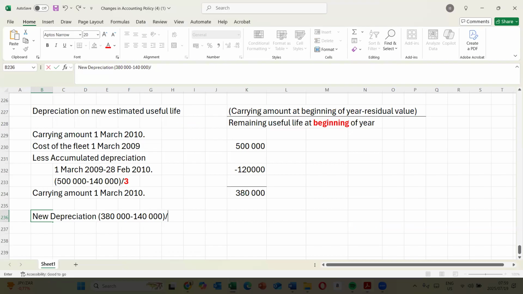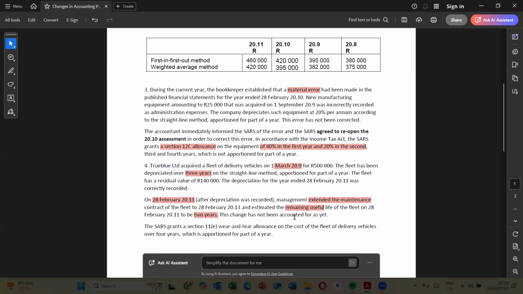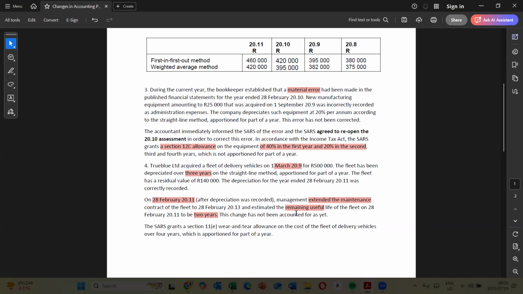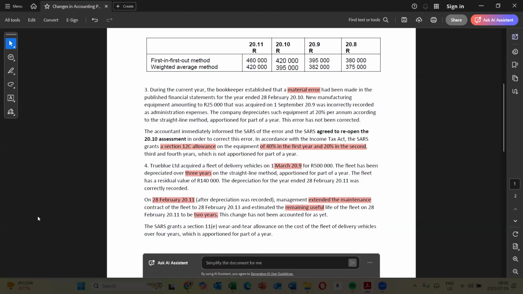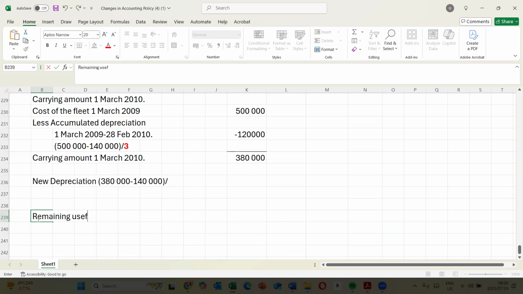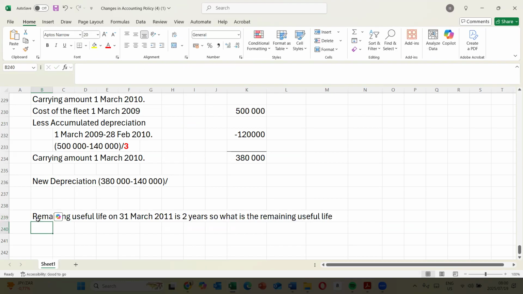Now here is where many students get confused. What is the remaining useful life of our asset at the beginning, on 1st of March 2010? Let's look into it. The remaining useful life on 31 March 2011 is 2 years. So what is the remaining useful life at the beginning, not 31 March, but 28th February?